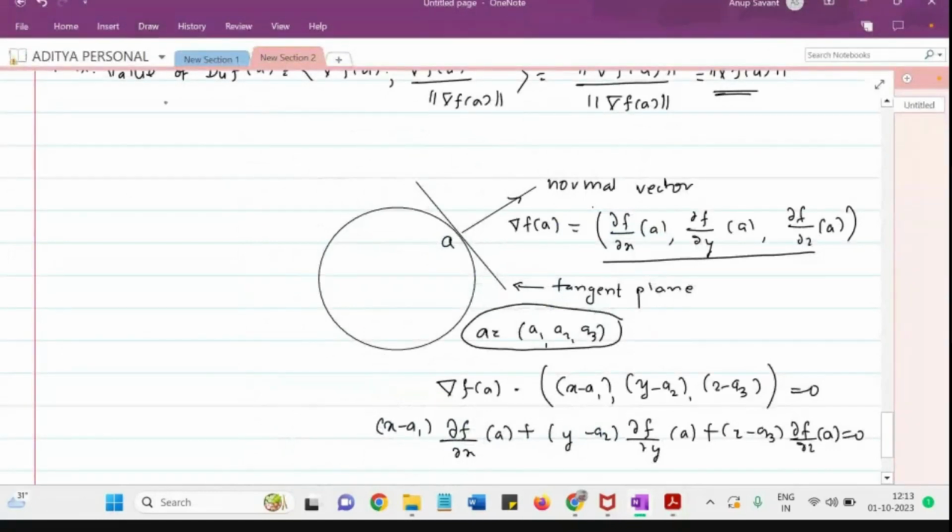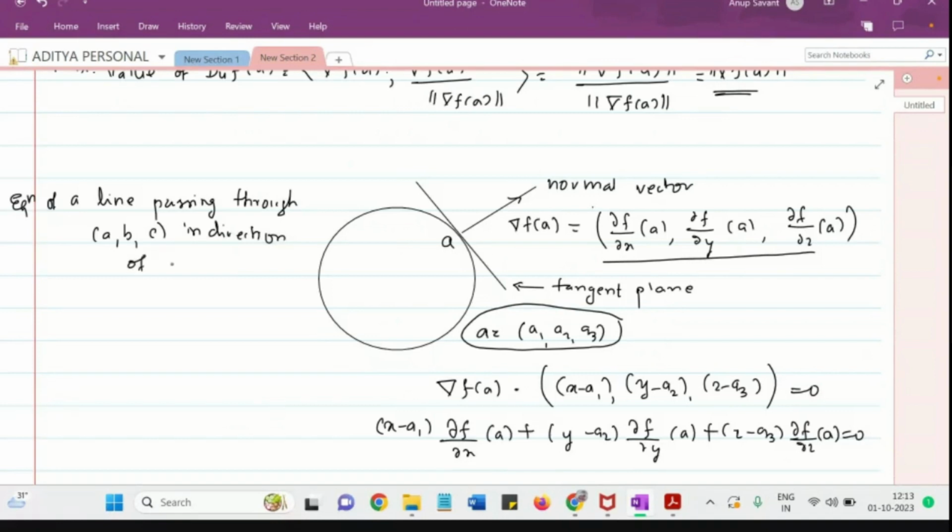So the equation of a line passing through (a, b, c) in the direction of l i bar plus m j bar plus n k bar is given by (x minus a) upon l equal to (y minus b) upon m equal to (z minus c) upon n. That's an equation of a line in 3 dimensions.